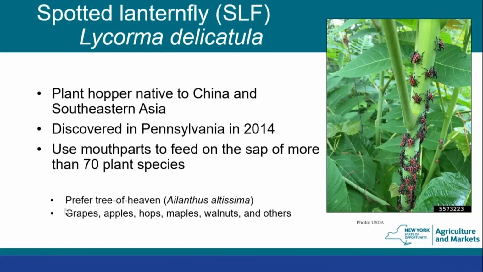But they can also complete their life cycle using some other native plants like maple and walnut and things like that. They're definitely a pest of apples and grapes and hops, as well as walnuts and maples and other plants. The grape industry is at greatest risk, just because of the way they feed and the way the plants react. So, next slide.